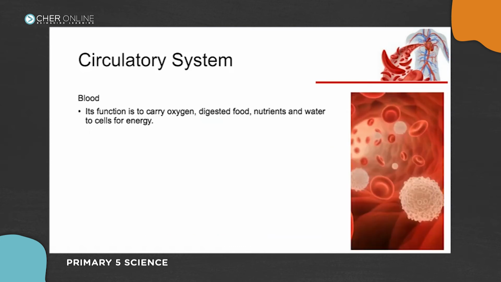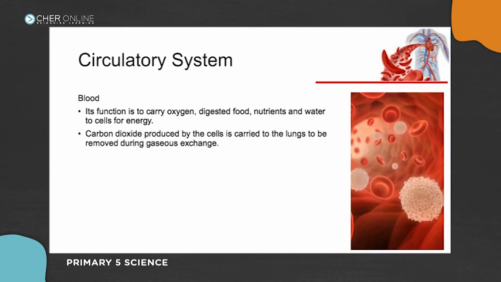Okay, next, what about the blood? The blood, its function is to actually carry out the transport itself. So it carries your passengers. It carries oxygen, it carries digested food, it carries nutrients, it carries water to cells so that the cells can use all these good stuff to release energy during respiration.